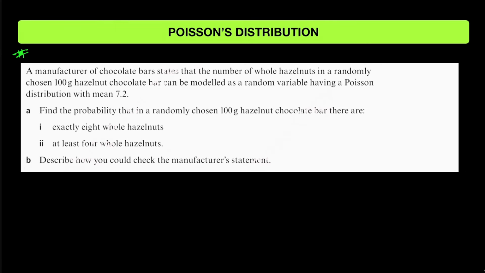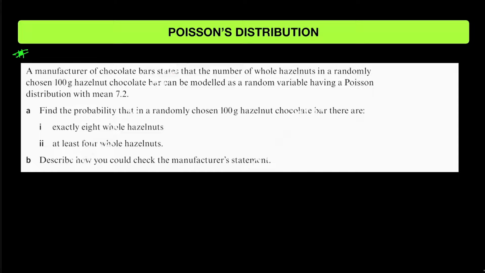Yes, so now we are discussing one more question based on the same concept of Poisson distribution, in which the question says that a manufacturer of chocolate bars states that the number of hazelnuts in a randomly chosen 100-gram hazelnut chocolate bar can be modeled as a random variable having a Poisson distribution with mean 7.2. Now the question says find the probability that in a randomly chosen 100-gram hazelnut chocolate bar there are exactly 8 whole hazelnuts, and at least 4 whole hazelnuts, and part B says describe how you would check the manufacturer's statement. This is again a very good level question which can come up in the examinations.